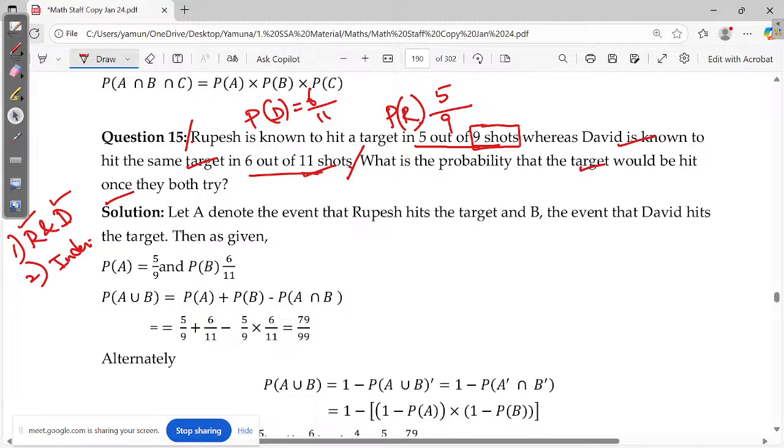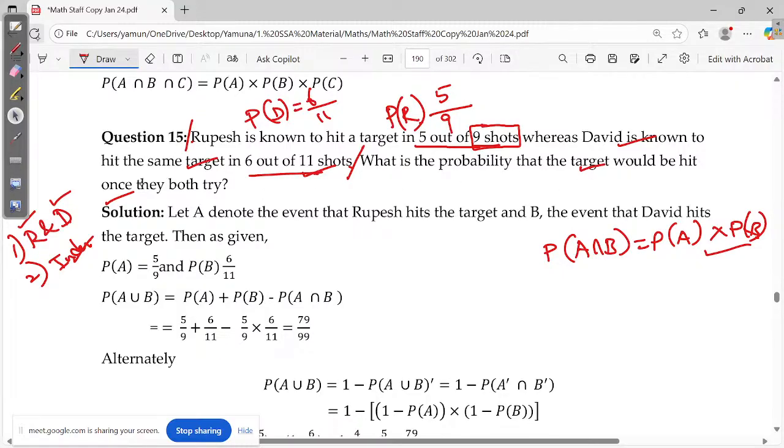See, that kind of content is not there. We are talking about Rupesh, one person, and David, another person. So we are talking about independent events. For independent events, when we need to talk about A and B together, that is Rupesh and David together, we can say directly that P of A intersection B will be P of A into P of B.